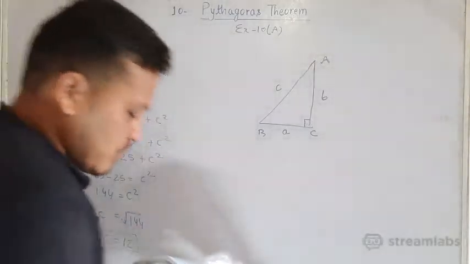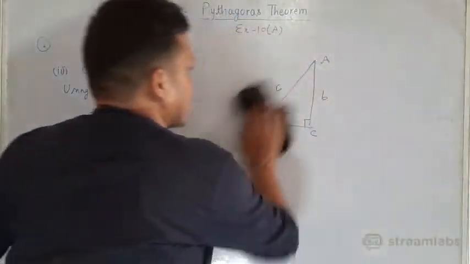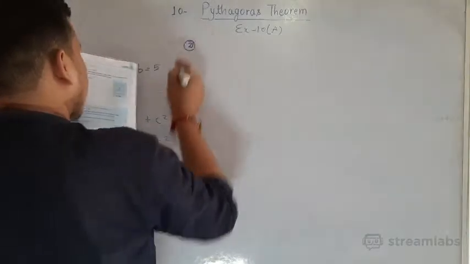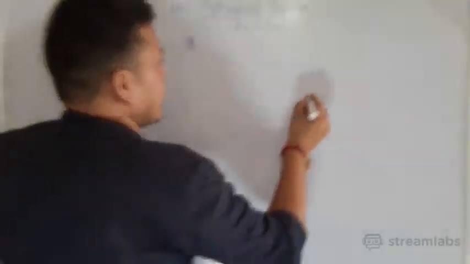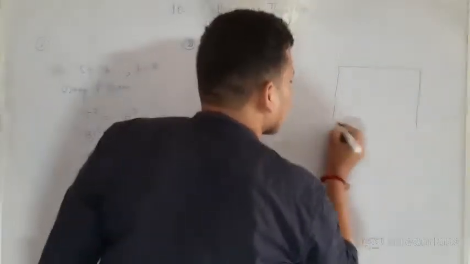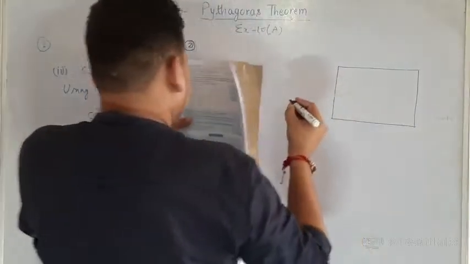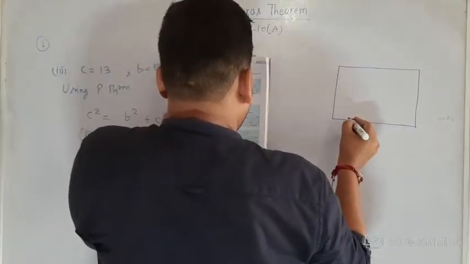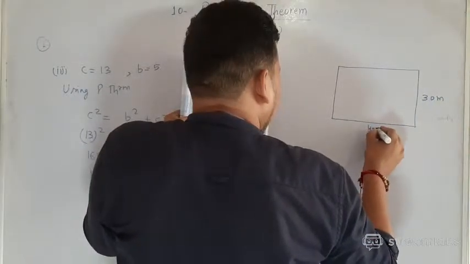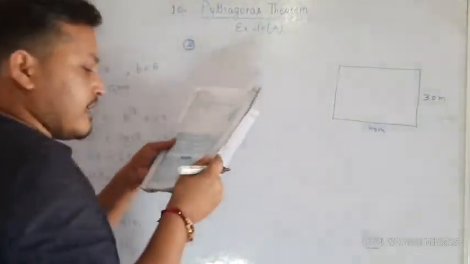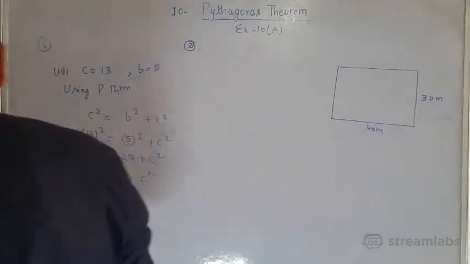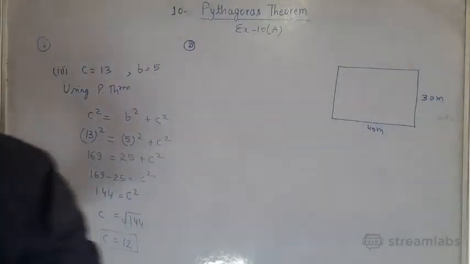Okay, question number 2 of the same exercise. And what is question number 2? We can check here. A rectangular field. First of all, draw a rectangular field. Okay, rectangular field. One side is 30, another side is 40. So let this side be 30 meter and the bigger side is 40 meter. You know that one side is smaller, another is bigger. What distance is saved by walking diagonally across the field?